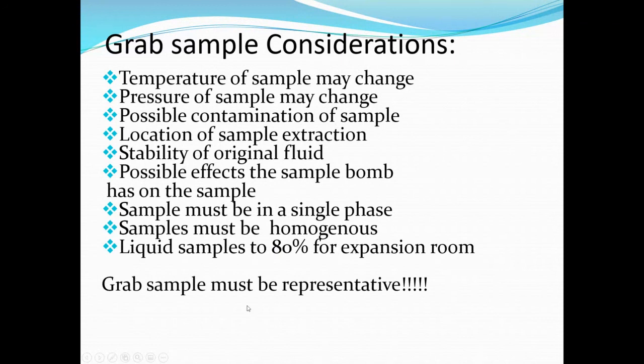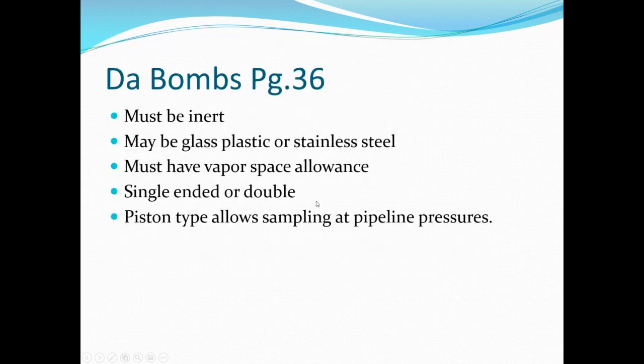And the main reason we don't usually use grab samples anymore is because too many of these variables can affect the representativity of our sample. Okay, the bombs, page 36, must be inert, meaning non-reactive with our sample. To achieve this, they may be glass, plastic, or stainless steel. They must have a vapor space allowance of 20%. They could be single-ended or double-ended, and that has to do with how you fill them.